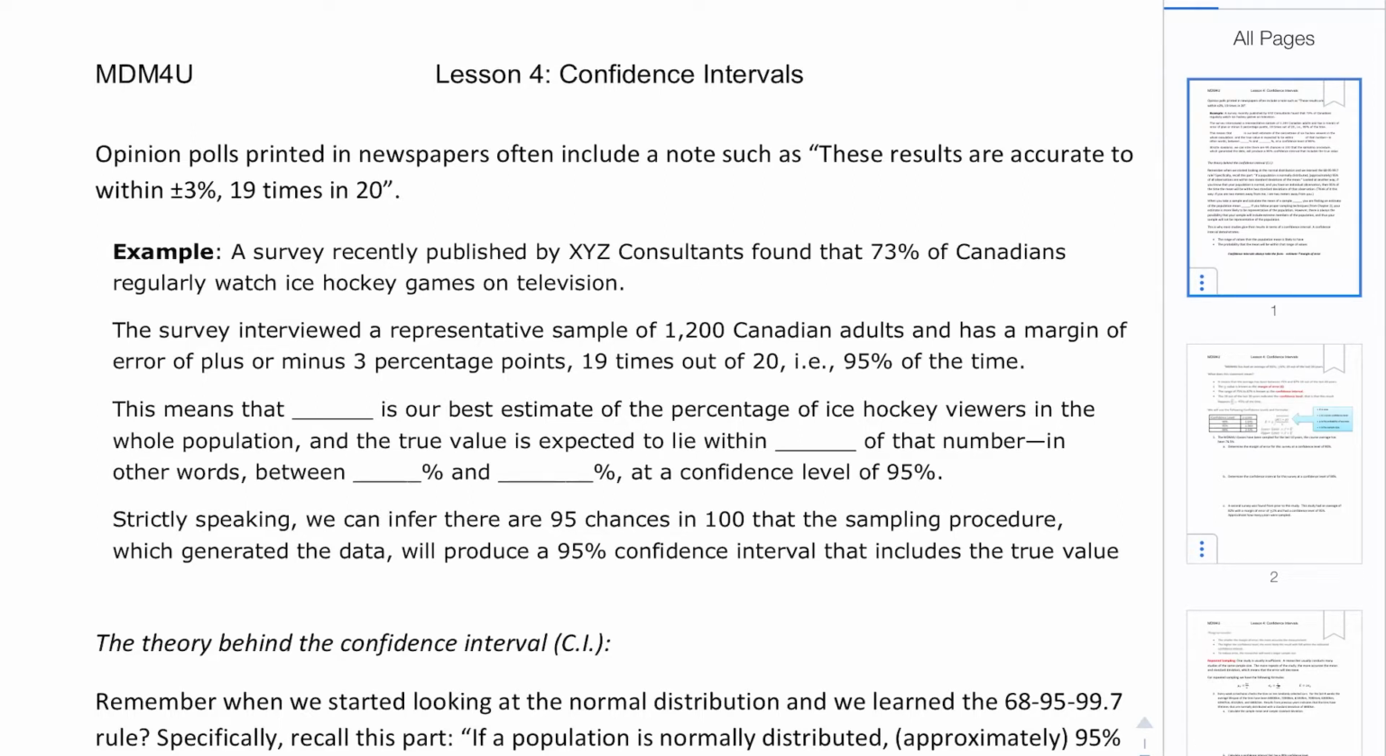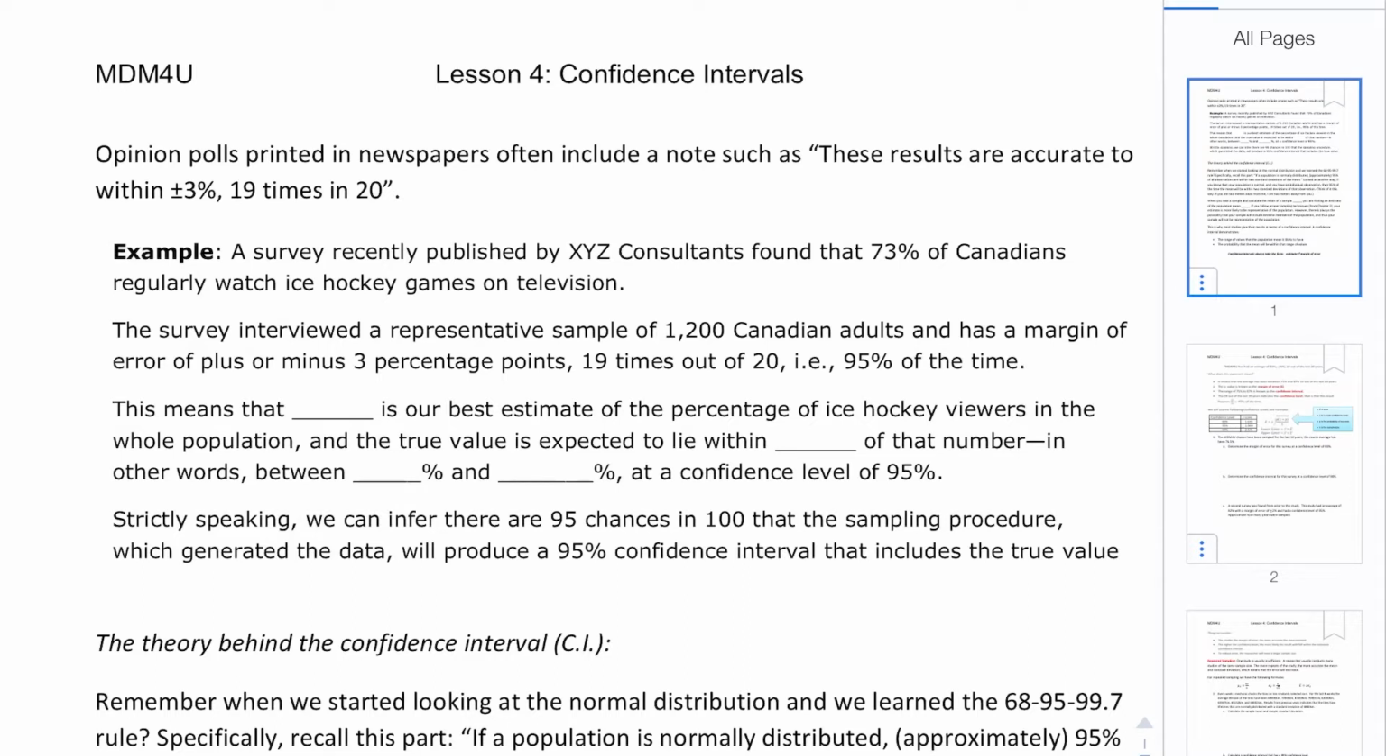This is lesson 4 for our final unit, so we've only got one more lesson after this. But this lesson is going to look like a departure from the normal distribution, but really it's definitely in keeping with some of the theory behind the normal distribution. It's what's called confidence intervals.